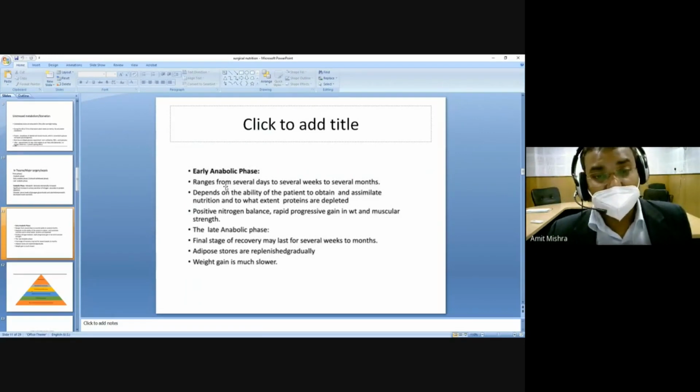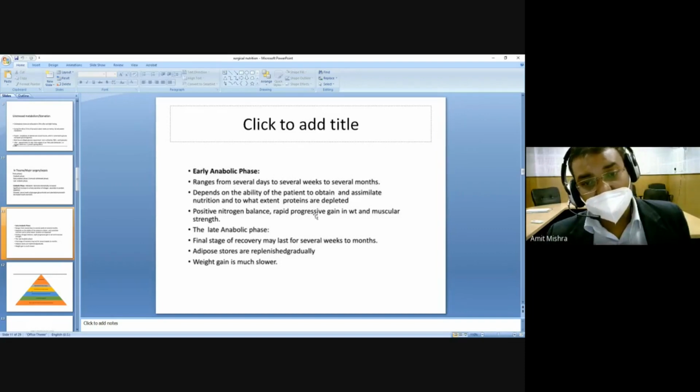Okay, so the early anabolic phase lasts from days to several weeks to months, and also depends on the ability of the patient to obtain proper nutrition, and on the amount of protein being depleted from the skeletal muscle or visceral protein stores. There is a positive nitrogen balance, because in the early anabolic phase we start feeding the patient, and weaning is started in this phase. So there is always a positive nitrogen balance, and a rapid progressive gain in weight and muscular strength.